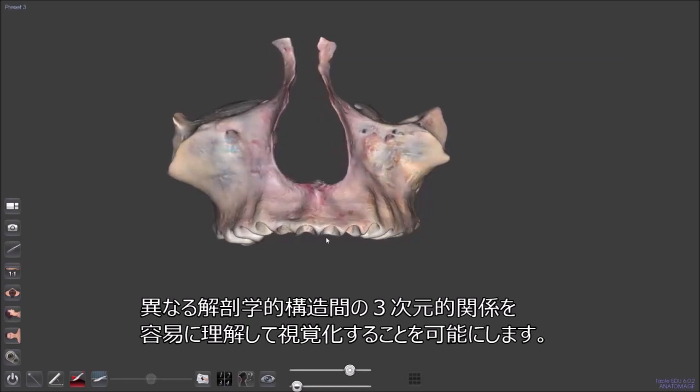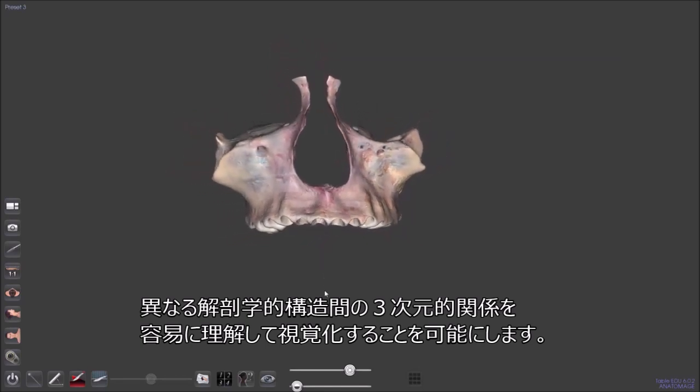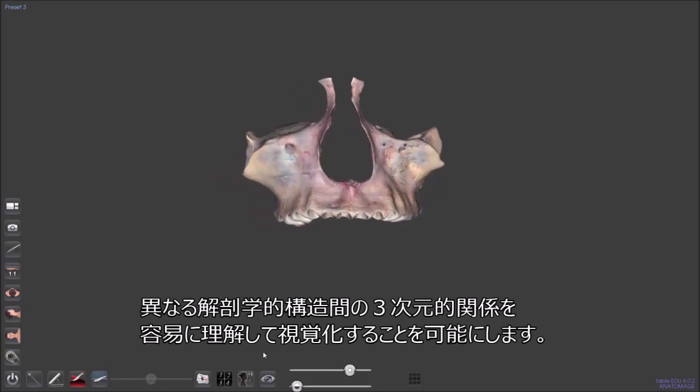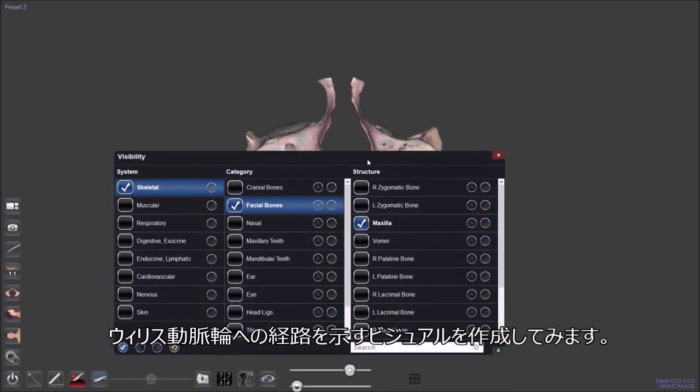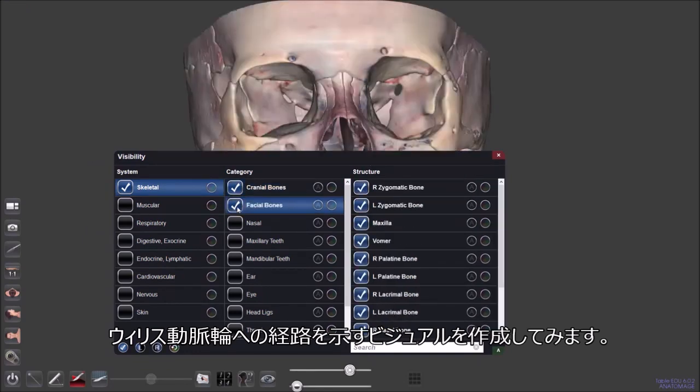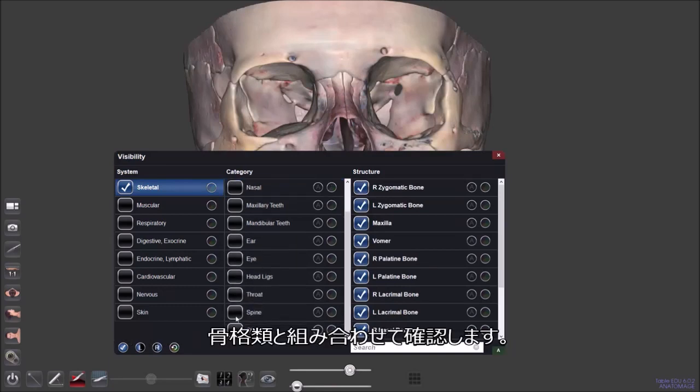Users can easily visualize complex regions of anatomy that would otherwise be a challenge to show with other resources. We will create a visual to show the arterial pathway to the circle of Willis, and we can identify target pieces of anatomy that should be included in our visual.